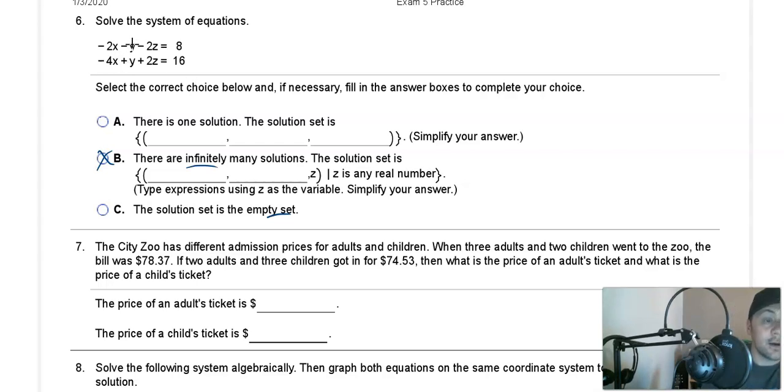All right, so here I see that the y's are going to cancel out. I don't have to do any work to make sure that they cancel out.